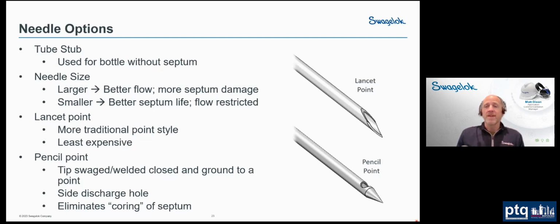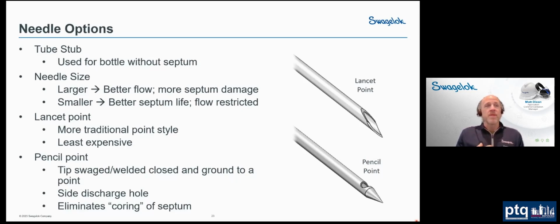But of course, they are going to damage the septum more, because the goal of the needle is to push through the material of the septum, just kind of push it aside, and then when you withdraw the needle, the material comes back together and reseals. So if you got a larger needle, the chances of something not resealing is much higher. But a smaller needle, that will get you better life of your septum, better performance of your septum. But again, you got that flow restriction going on.